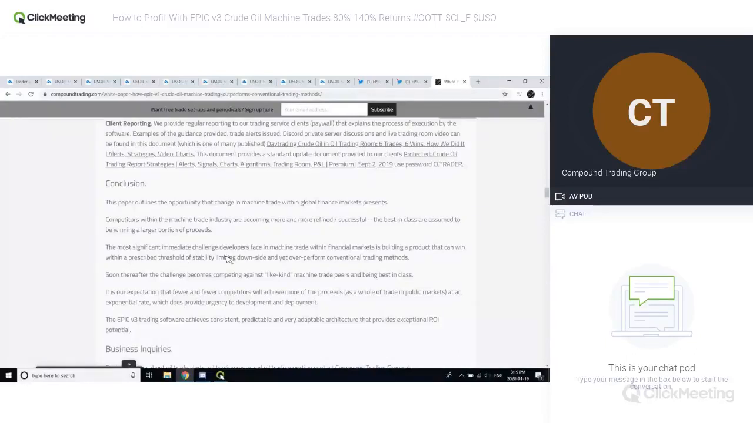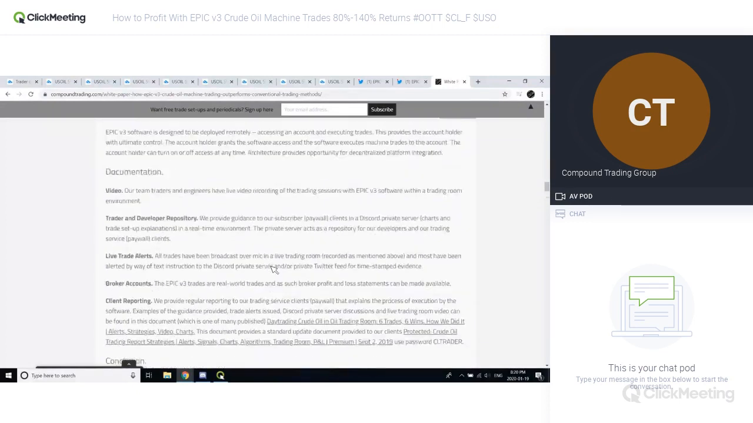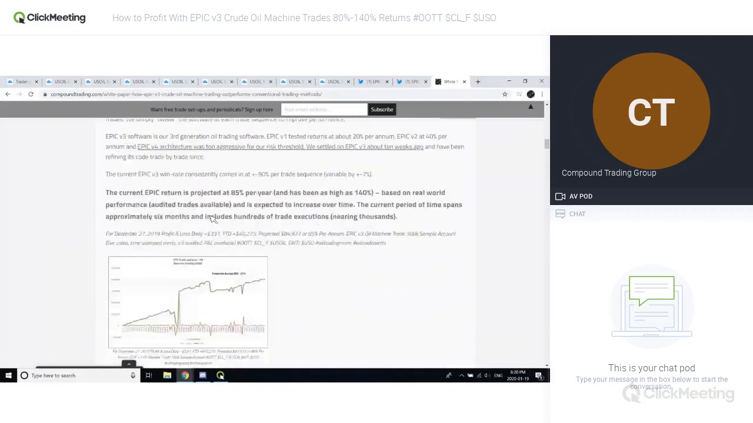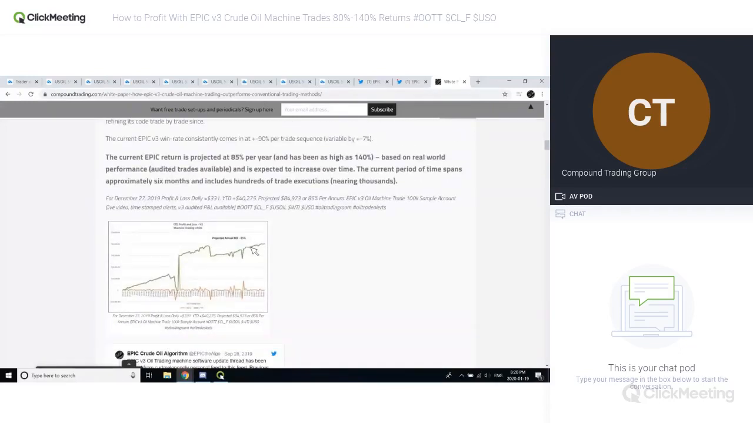The most significant immediate challenge developers like us face in machine trade within financial markets is building a product that can win within a prescribed threshold of stability, limiting downside, and yet overperform conventional trading methods. And that's why I go into and explain the game theory and have you take a look at the trajectory of the chart. Once you really look at that trajectory of the chart, especially somebody like me, a technician, looks at that chart and goes, there is symmetry and structure all over this chart.